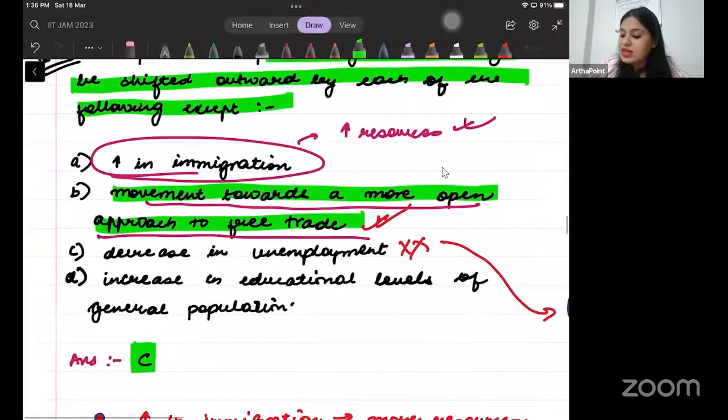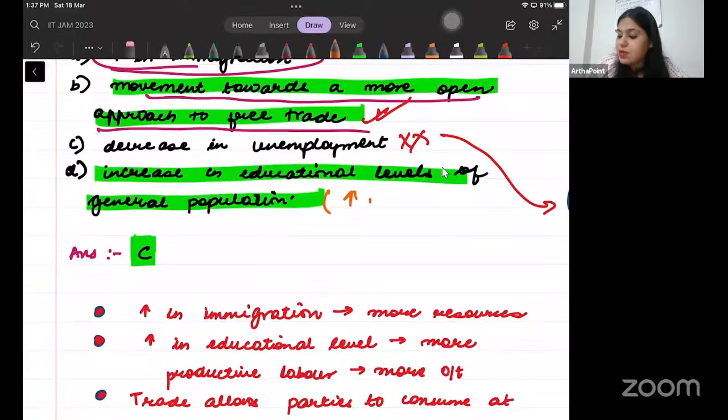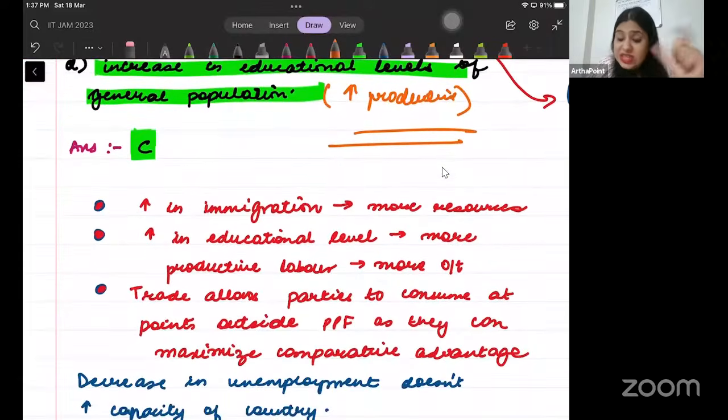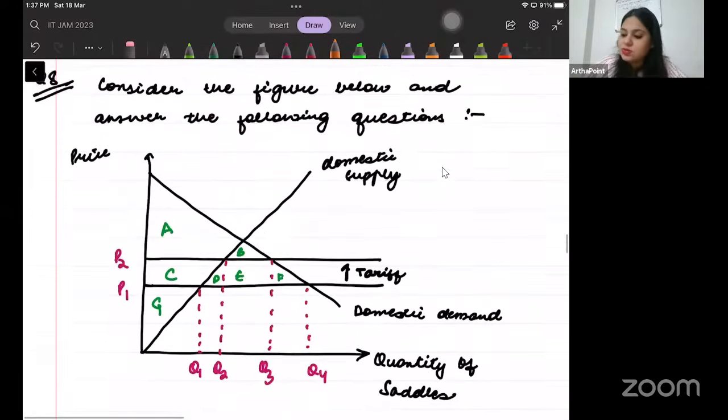And finally, increase in educational level. Again, this means that people will become more productive. So we can link it to a shift of the PPC. This is a very interesting kind of question that is asked. You have to think about what are the reasons that can lead to a shift of the PPC versus a movement from a point inside the PPC to a point on the PPC. Okay, now come to the next question.